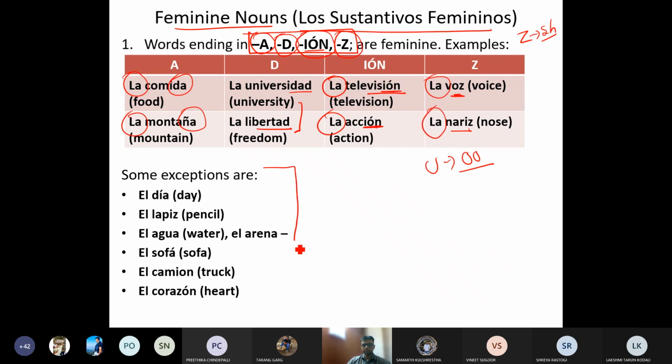Again, as I told, there are exceptions to all the tricks or the rules which I am showing you here. These are some of the exceptions which are given. These are not the only exceptions, there could be more. So it is día, el lápiz, el agua, el arena. Arena is sand. Sofá, camión, and corazón. These are all exceptions and they are all masculine, so we are using el in all of them. Remember at least these exceptions, because we are going to use them frequently.